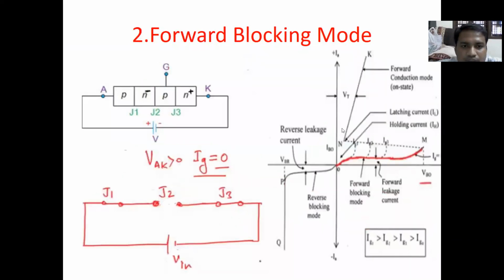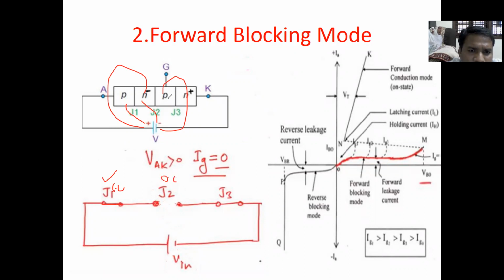Now coming to another mode of operation, let us go with forward blocking mode. So just like the previous one, here J1 is connected with positive. P is connected with positive, N is connected with negative. So it is forward bias, means short circuited. J1 is short circuit. Similarly, you can see that J2, N is connected with positive and P is connected with negative. So N with positive means open circuit. That's why it is replaced by open circuit.